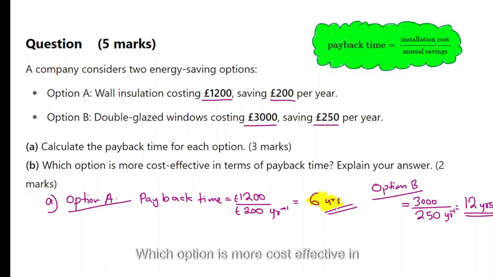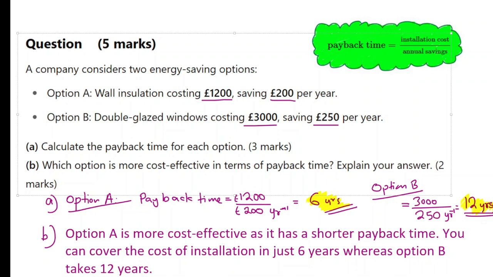Which option is more cost effective in terms of payback time? Explain your answer. 2 marks. So we can write something like this. Option A is more cost effective as it has a shorter payback time. You can cover the cost of installation in just 6 years, whereas option B takes 12 years.